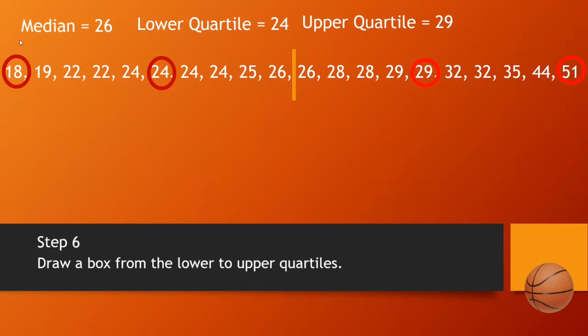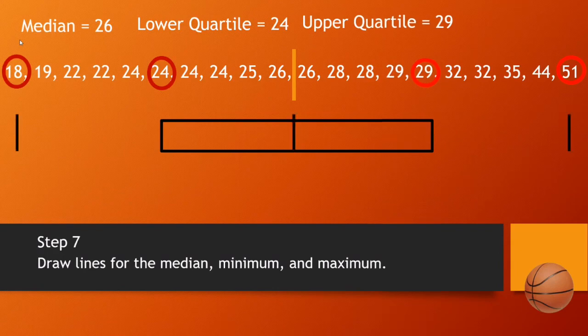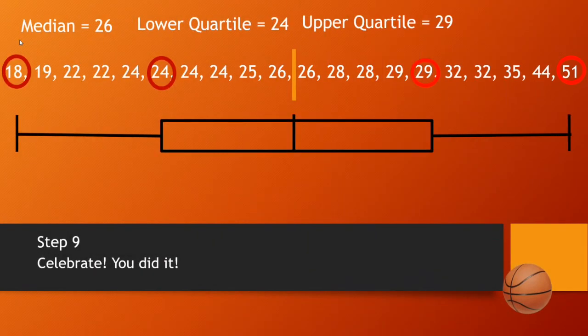So I've shrunk down my numbers a little bit so I can have them all in one line, so I can use this to draw my box plot. The first thing I need to do is draw a box that goes from my lower quartile to my upper quartile, like this. Now let's draw lines for the median, minimum, and maximum. Now we need to draw those whiskers. So those are the connecting lines that go from the minimum to the lower quartile and from the upper quartile to the maximum. And that's it. That's a box and whisker plot.